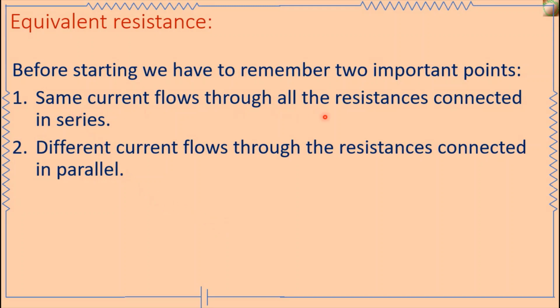That is, in case of series connection, the same current will flow through all the resistances. But in case of parallel connection, different current will flow through the different resistances of the parallel circuit. Let's start now.